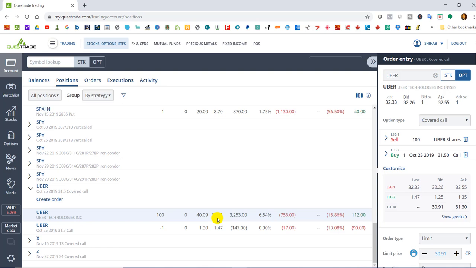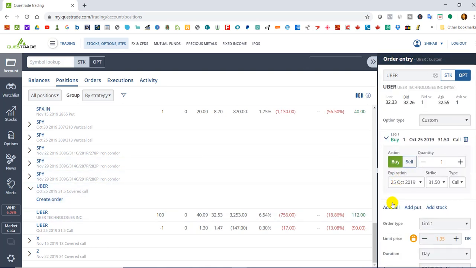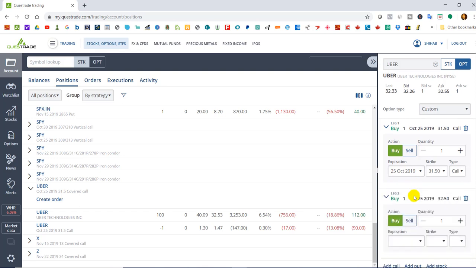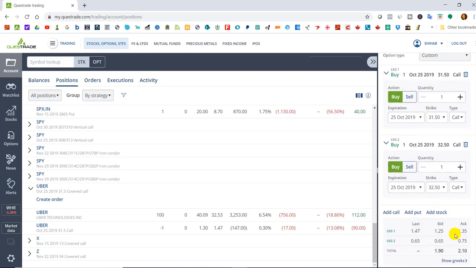So Uber is trading at 32.5, but I sold a call option at 31.5. My cost is 40. So this one's going to be a little bit problematic, because I don't want my shares to get taken away at 31.5 because my cost is 40. So either I hope for Uber to drop back down to 31.5 come October 25th, or I'm going to have to roll the call option. Now, if I roll the call option by clicking create order, I'll remove the shares. I'll keep this one because I'm going to have to buy it back. As you can see, to buy it back, it'll cost me about $1.30.